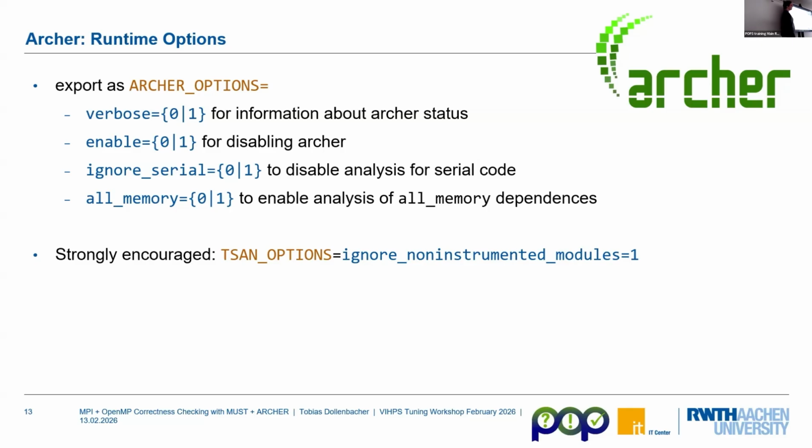Also, you really want to put this TSAN options ignore instrumented modules equals 1, which turns off Thread Sanitizer for all the modules that are not compiled with fsanitize thread. So for example, the OpenMP runtime will not be actually analyzed by Thread Sanitizer, which would be the case if you don't put this option. And some OpenMP runtimes have some data races actually, and Thread Sanitizer will report them and will just clutter your output and also increase your overhead.